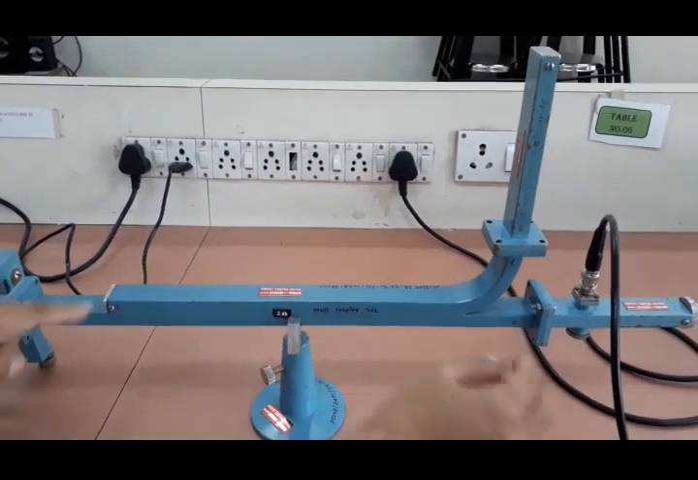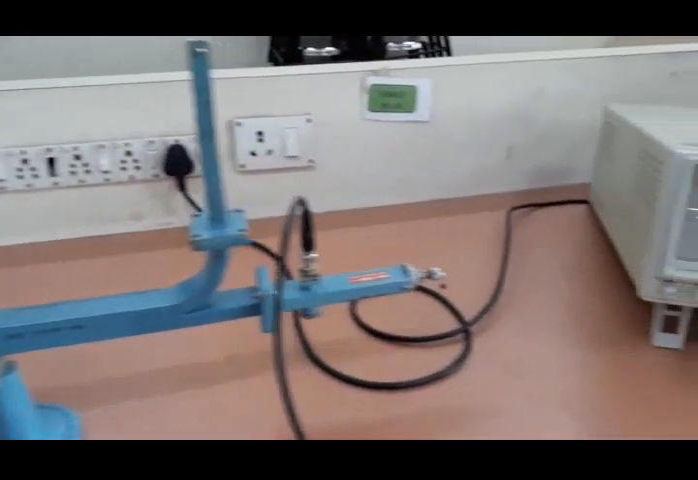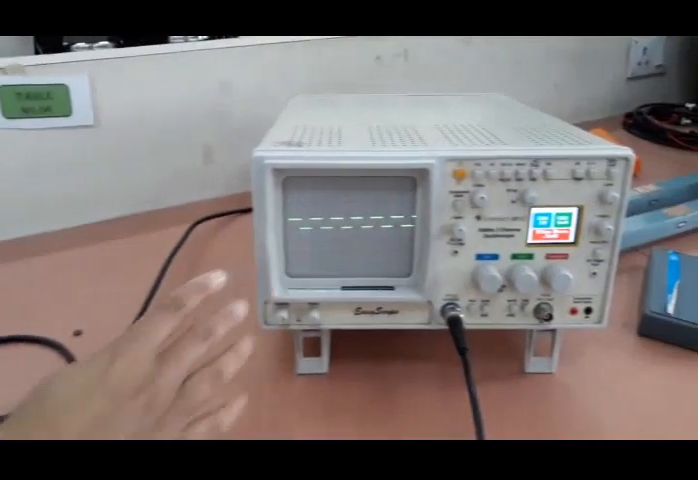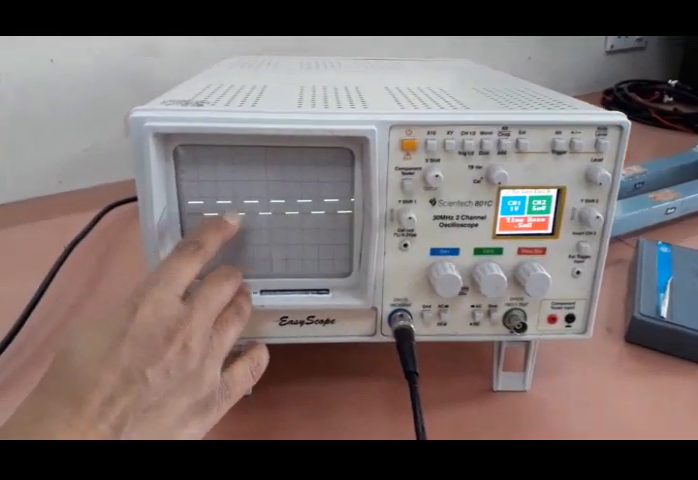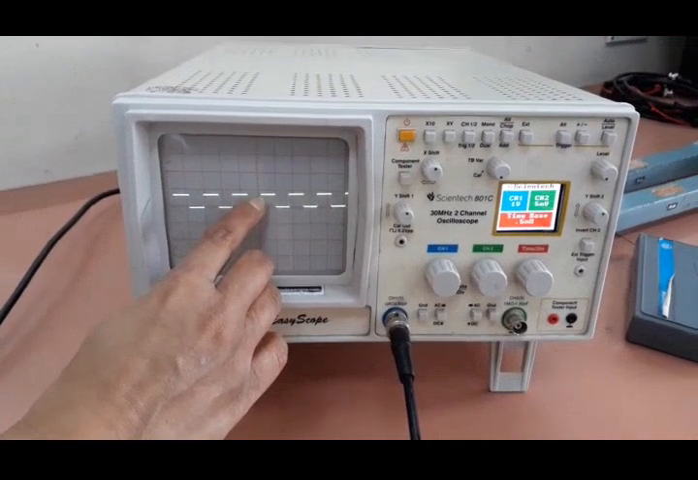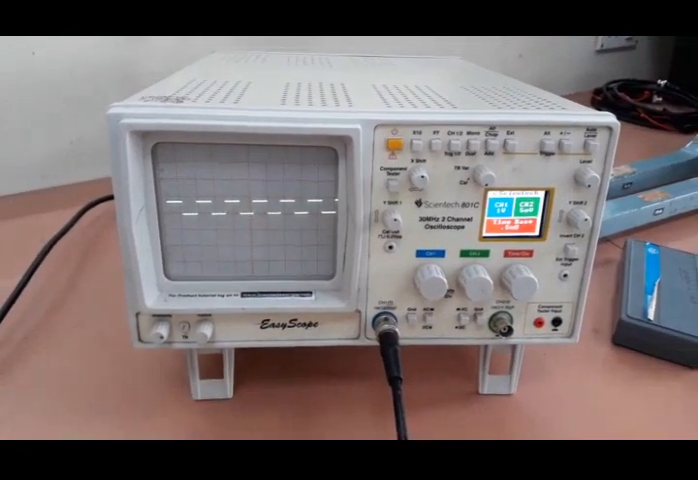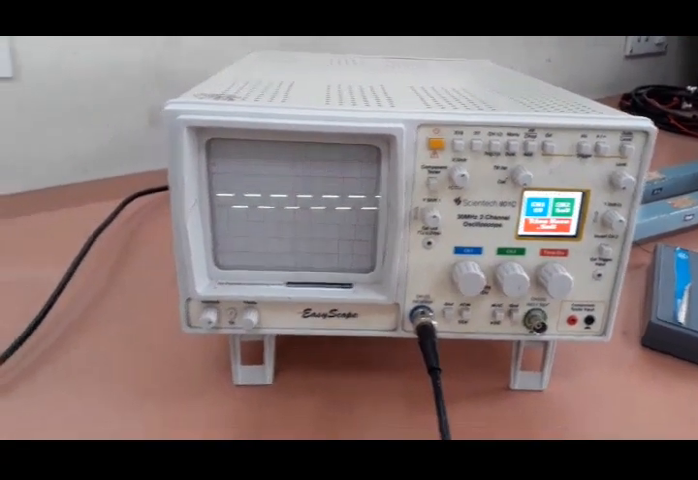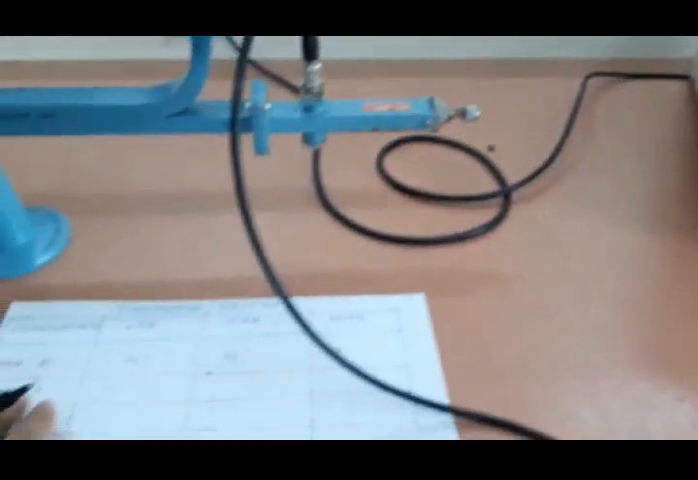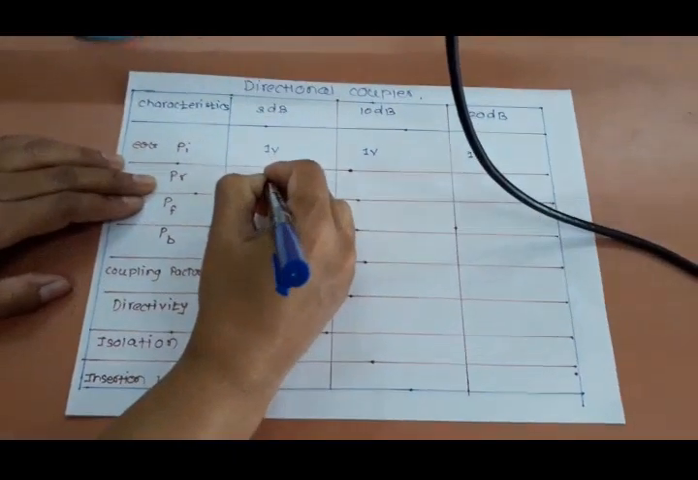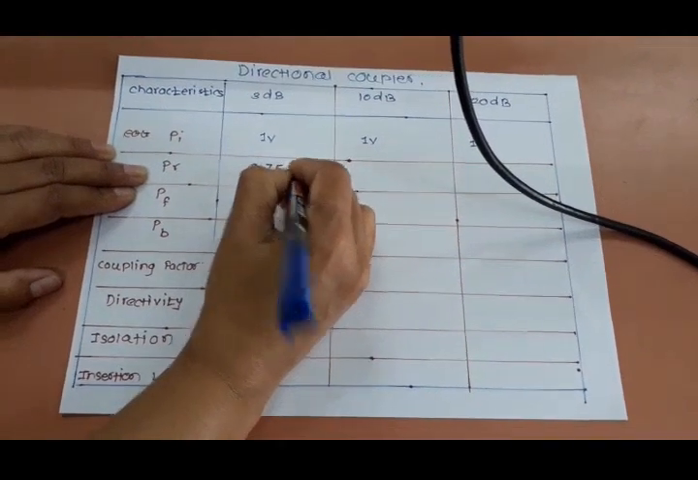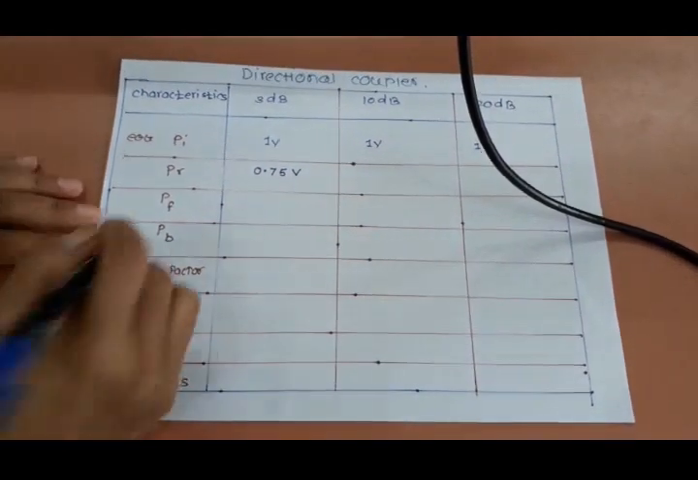Now I am going to measure how much power I am observing on the CRO for the 3 dB coupler at port number 2. So I can see here 0.75 volts is the power which I have observed. So I'll write here for the 3 dB coupler, received power will be 0.75 volt. Now I'll measure it for the forward.